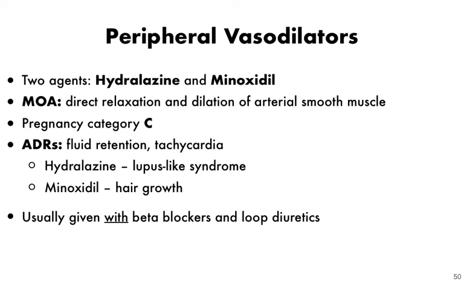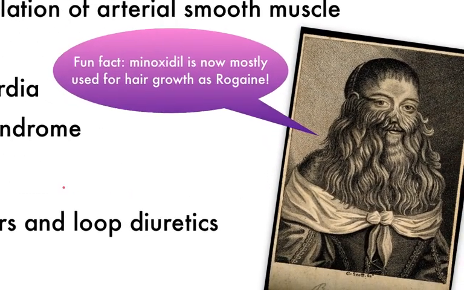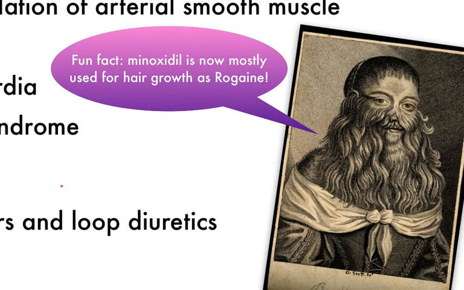They're both pregnancy category C. They can cause some rebound tachycardia. And hydralazine has been associated with a lupus-like syndrome. It's very rare, so I won't go into that too much. Minoxidil has also been associated with hair growth. In fact, you may recognize the name minoxidil because it is now used more so as a hair growth treatment called Rogaine. It started its days as a blood pressure medication. Now it's greatly eclipsed by other better medications, but minoxidil has a new life as Rogaine.